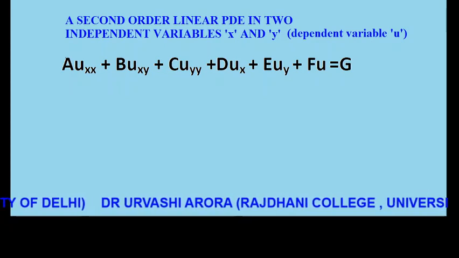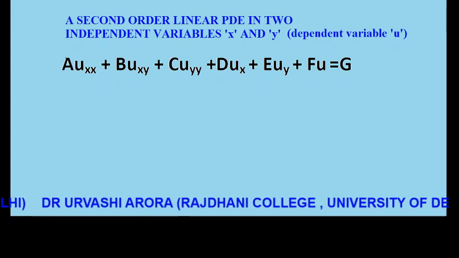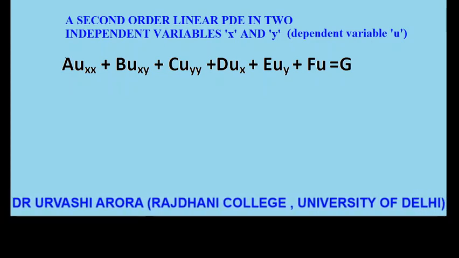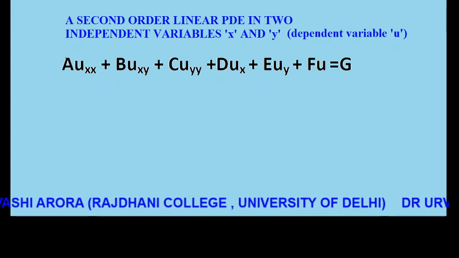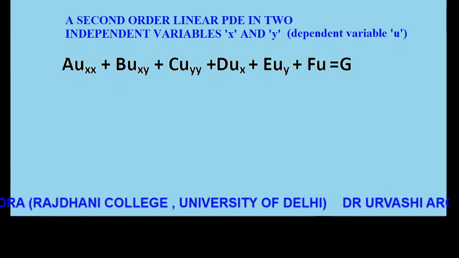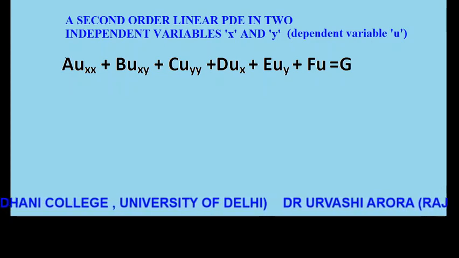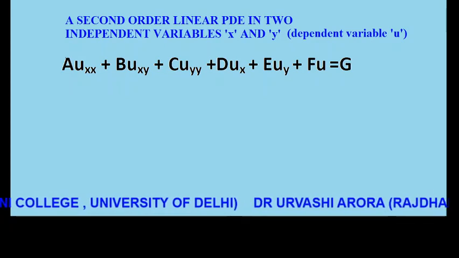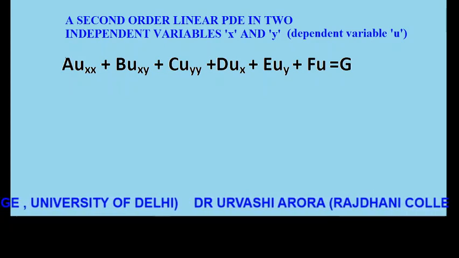So in the simplest possible case, the form which the second order linear partial differential equation takes is a u_xx plus b u_xy plus c u_yy plus d u_x plus e u_y plus f u is equal to g, where the coefficients a, b, c, d, e, f, g and the dependent variable u are all functions of x and y, and they are twice continuously differentiable in the given domain of R square.